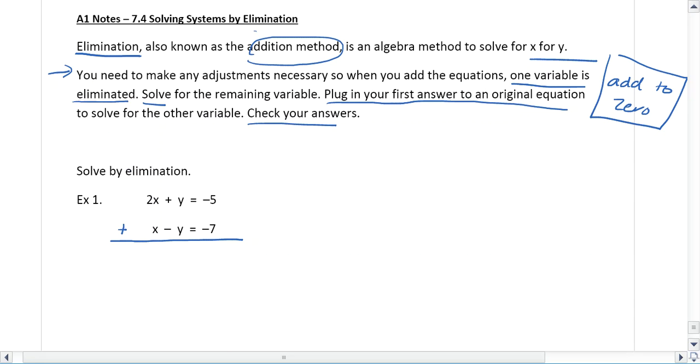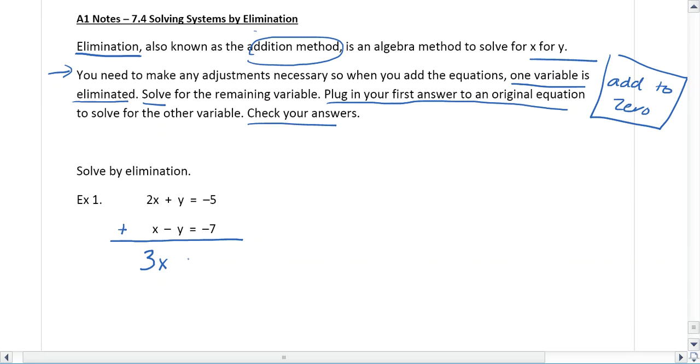So planning ahead, I'm looking at this, and this is set up very nicely for elimination. Because right here we have a positive y, and here we have a negative y. And I'm planning ahead, and I realize that those are going to add to 0. So in this particular example, no adjustments are needed. That's nice. Let's just go ahead and add straight down. 2x plus 1x is 3x. Positive 1y and negative 1y add to 0.